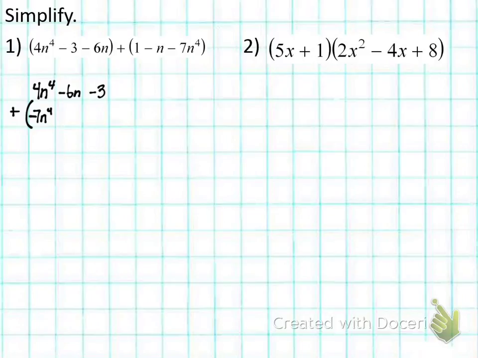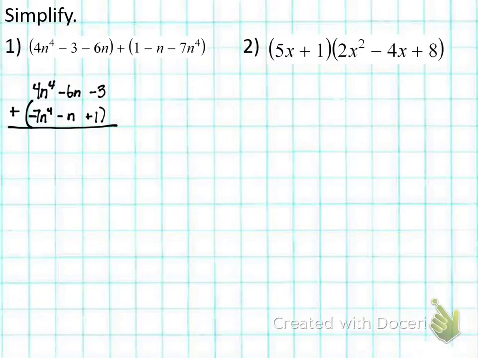Then we ask ourselves, are there any n to the 1st here? Yeah, there's a negative n here, so we're going to add a negative n here. And then, are there any constants here? Yeah, there's a positive 1. Since there's no sign in front of the 1, we assume it's positive. Close parentheses, and we work it out. Notice how I'm working vertically and not sideways, because I want to make sure that I distribute any signs correctly.